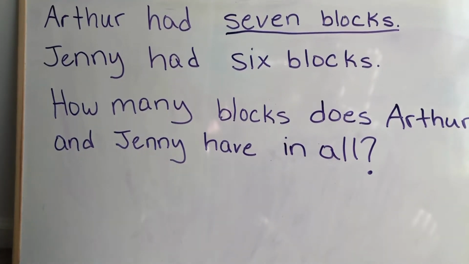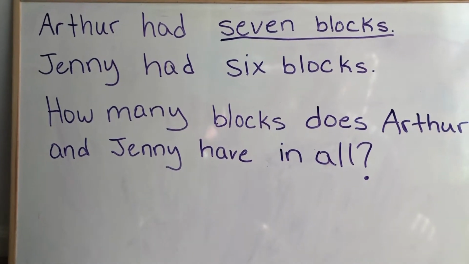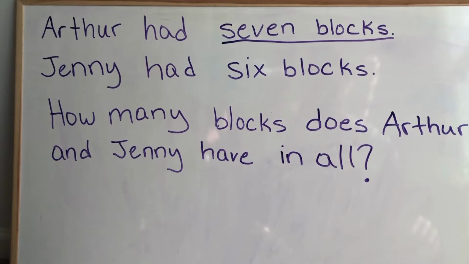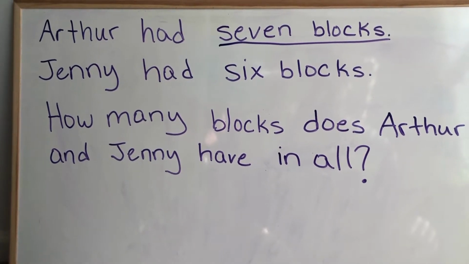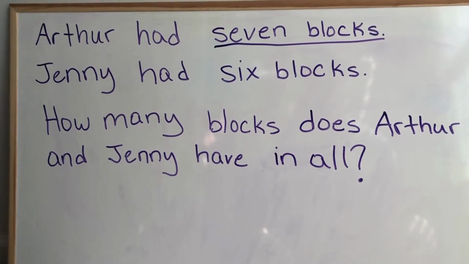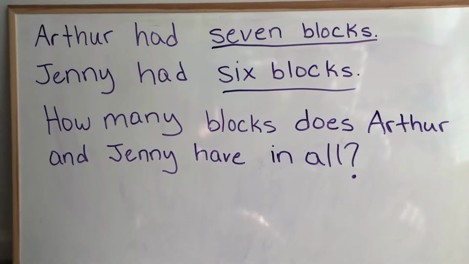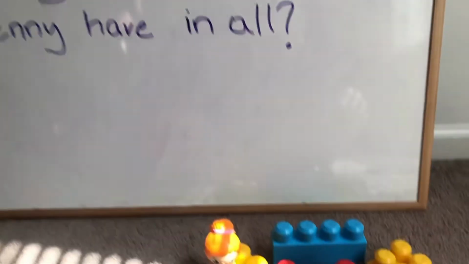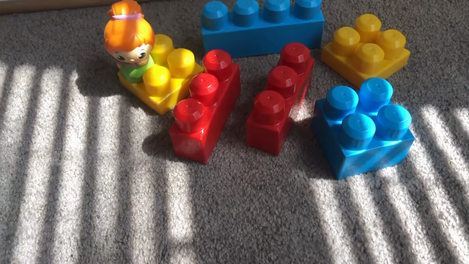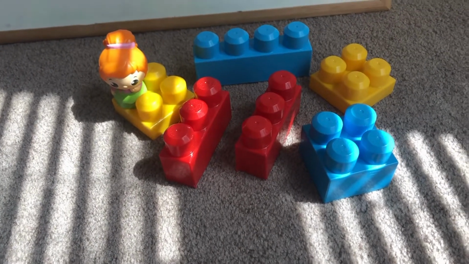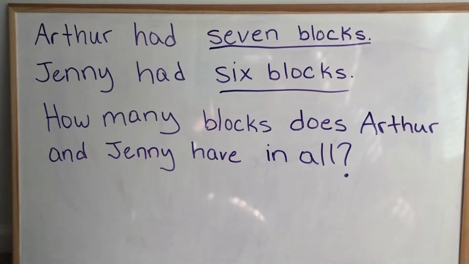Moving on to our next sentence, Jenny had 6 blocks. How many blocks does Jenny have? 6 blocks. Let's go ahead and underline 6 blocks. So I have 6 blocks underlined, and then I have Jenny here who has 6 blocks to help us solve our problem.